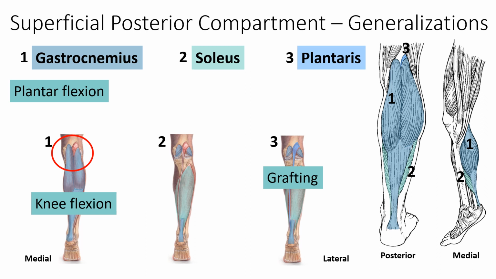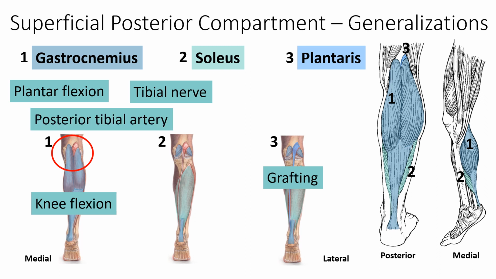So all three of these muscles, they're innervated by the tibial nerve, and it gets blood supply from the posterior tibial artery. Of course, good old plantaris has an exception. It gets its blood supply from the popliteus artery.